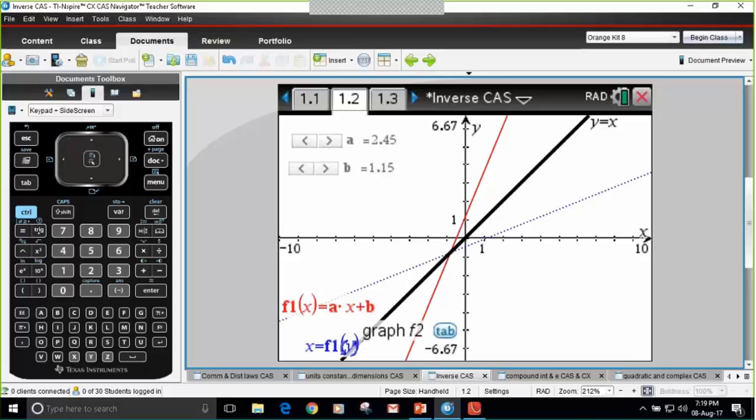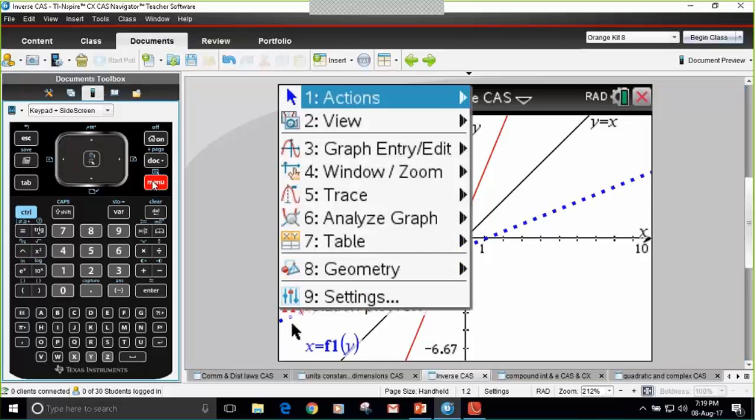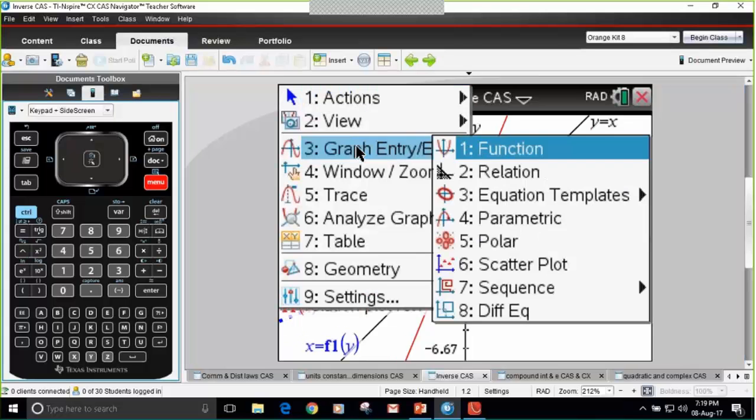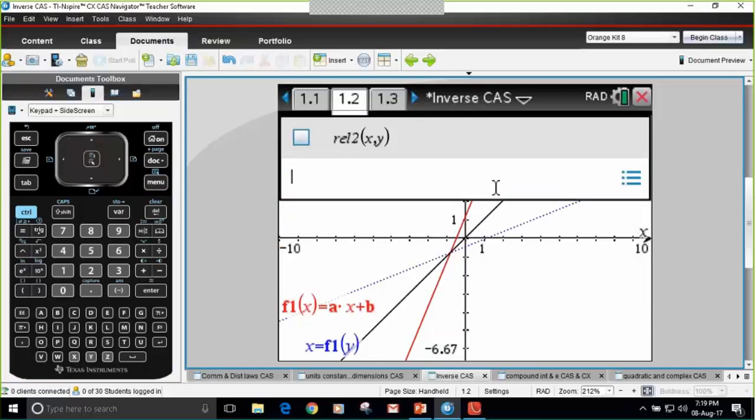Now, how do you get this in? How do you get the relation in? Well, there's a couple of ways. One of the ways is by pressing Menu, Graph Entry Edit, and there's relation. And you can enter them there. You just put y equals a function, x equals a function of y. So basically, you're just, as we said, reversing the x and y. So the function with x and y being swapped.